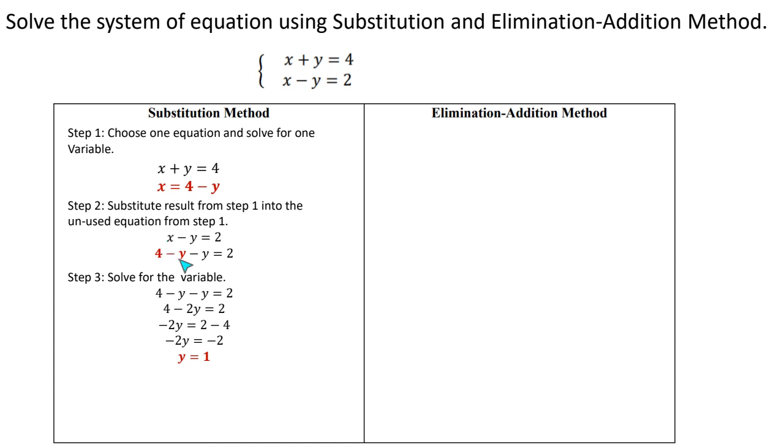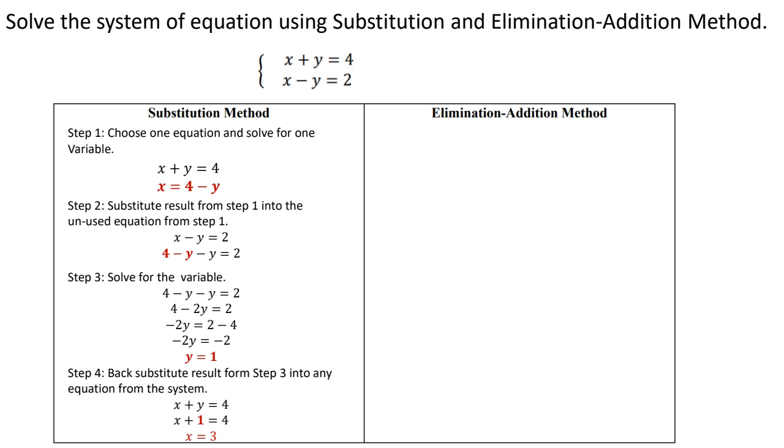4 minus y is going to be negative 2y, so right here. And then we're going to subtract -4 on both sides. So 2 minus -4 is -2. Divide by -2, so we get y is equal to 1. So again, our goal is to find the ordered pair, so we know what y is. Now we're going to look for x. To find x, we're going to do something called back substitution.